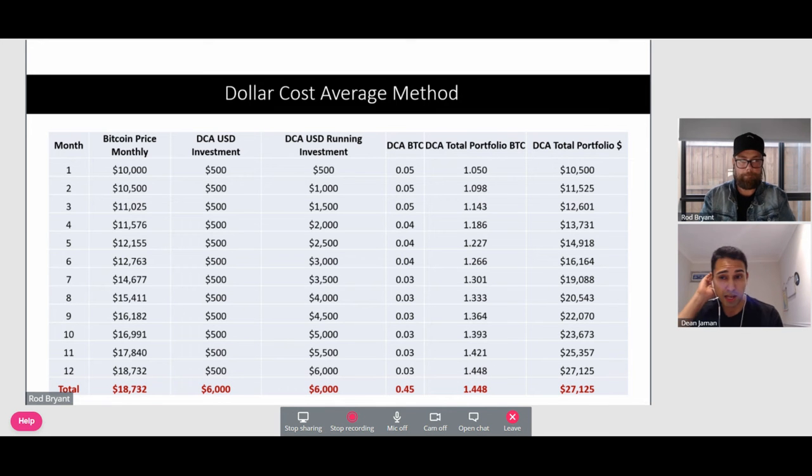And a lot of times you might not have spare cash coming in, so let's highlight $500 every month. You can see the Bitcoin price rising per month over the next 12 months to $18,700. If you put in $500 per month, you'd have a total DCA value of $6,000, which is 0.45 BTC. At the end of the year, you'd have a total BTC value of 1.448, so almost 1.5, and a total valuation of $27,000. So we're going to compare this with the collateralized reinvestment plan.